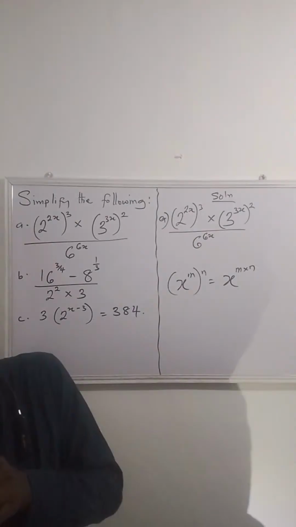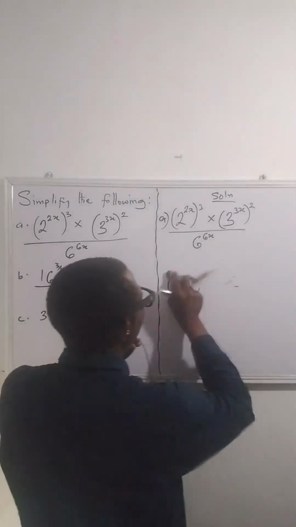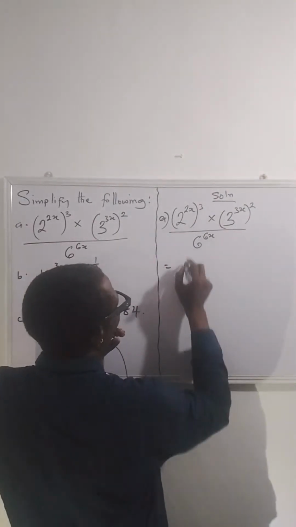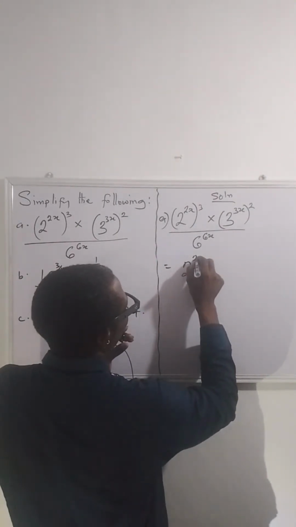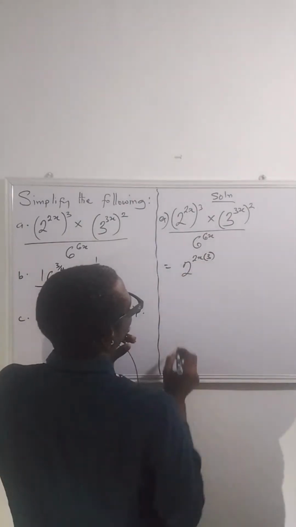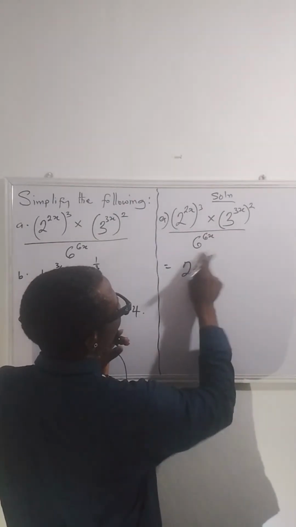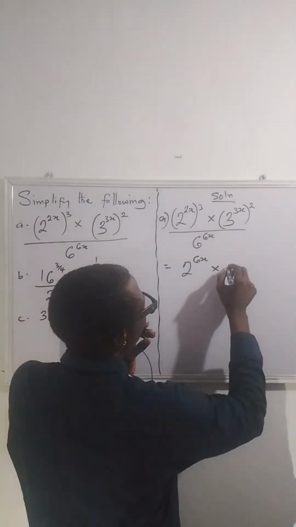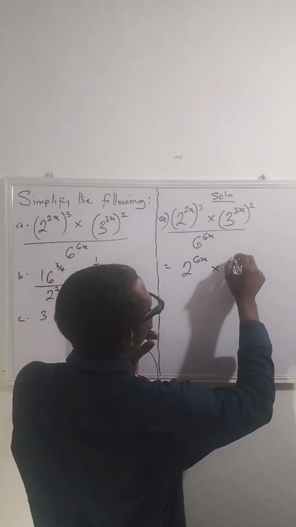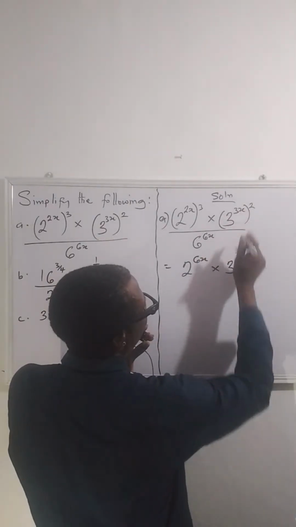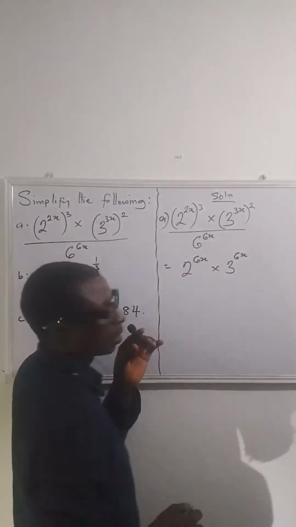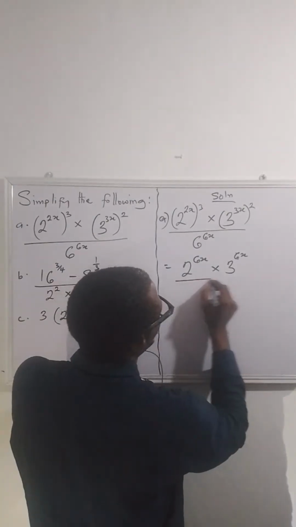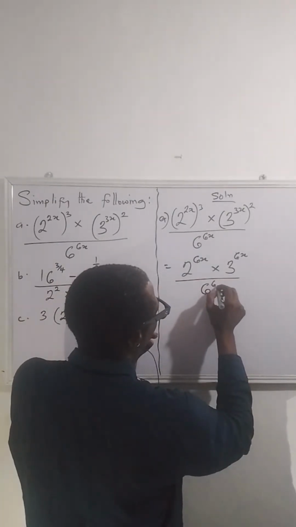All right. So now let's apply that. So we multiply the powers together. So now this turns to 2 raised to the power of 2x times 3. Okay, so when you multiply, you have 6x. Hope you get that. So now times 3 raised to the power of, now this we multiply this, you have 6x. Okay, so now everything divided by 6 raised to the power of 6x.